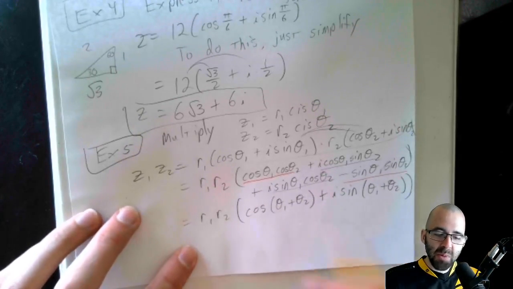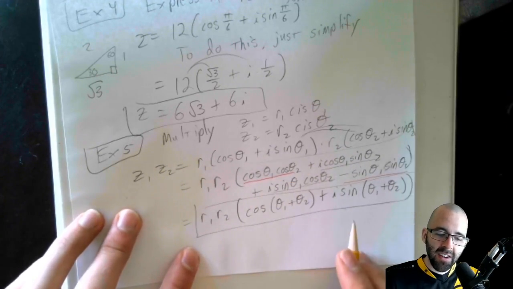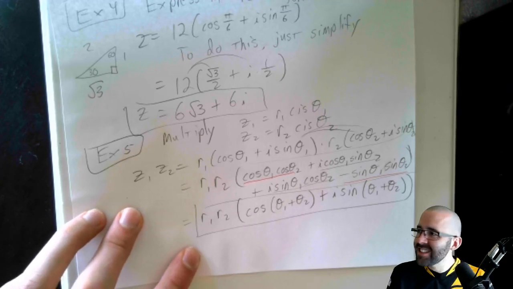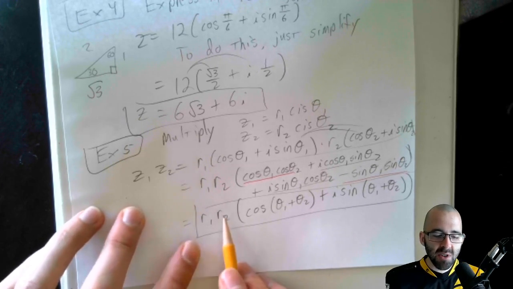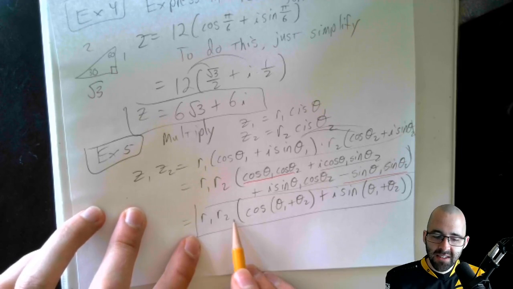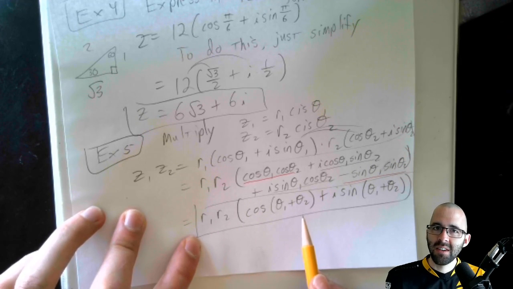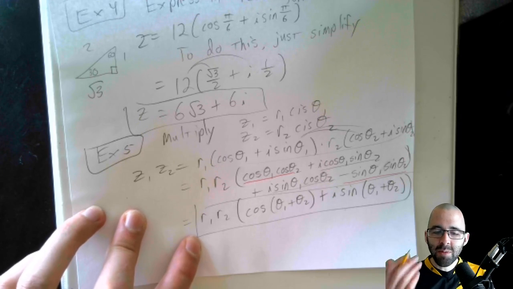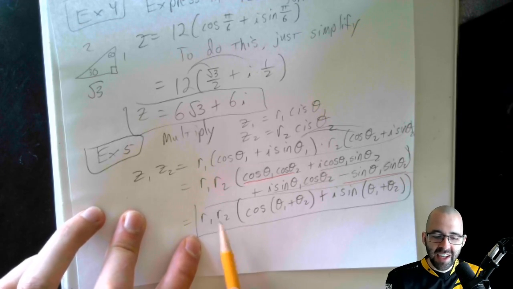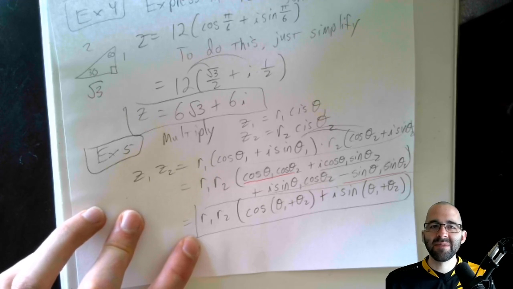So to multiply complex numbers, listen to this. This is crazy. To multiply complex numbers, you just multiply their lengths and add their angles. No foiling necessary. To multiply things geometrically, you just multiply the lengths together and add the angles. That seems ridiculous to me.